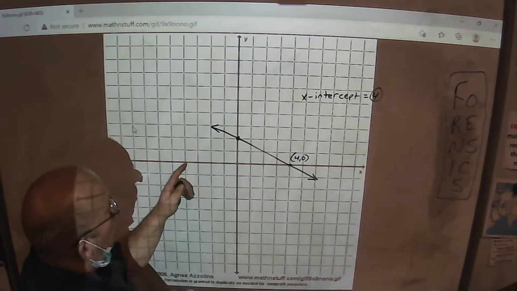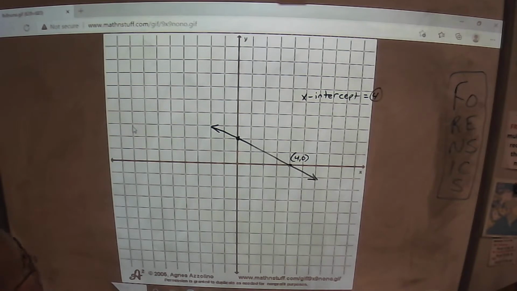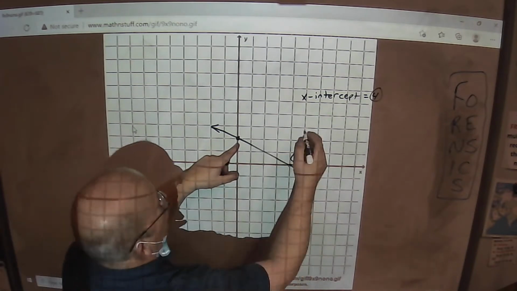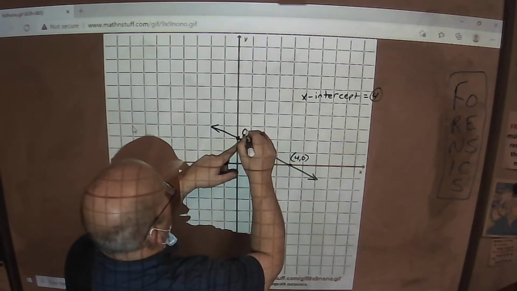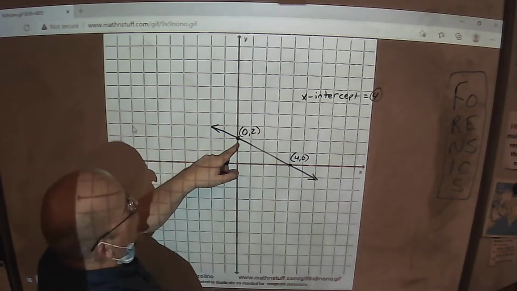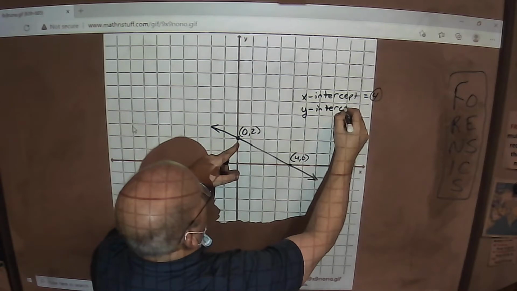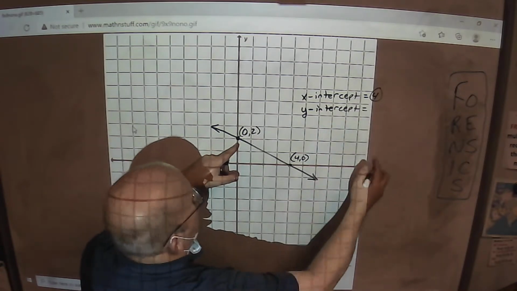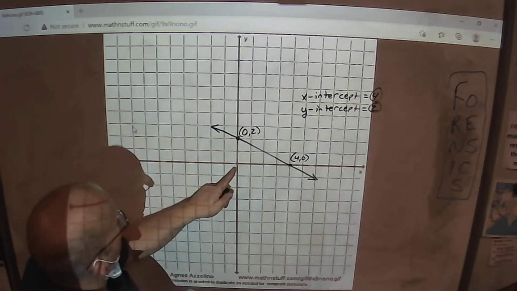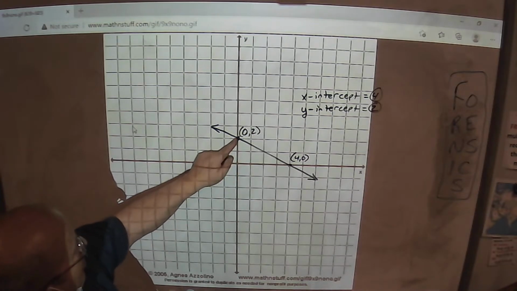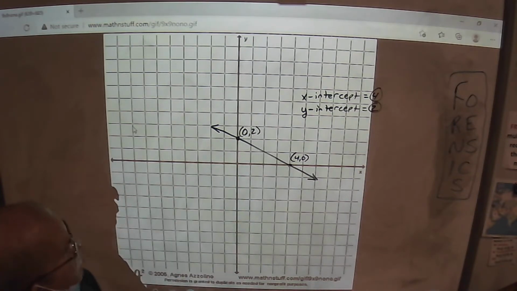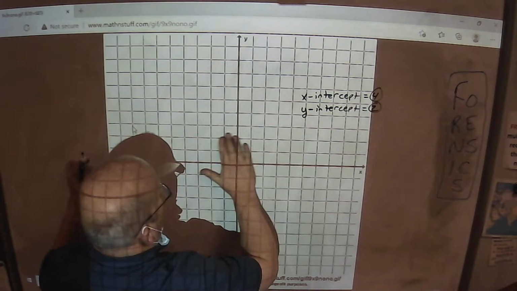If I said to you, where does this line cross the y-axis? Hopefully you would say location 0, 2, and you would be right. And the y-intercept for this particular situation would be the number 2 because it crosses the y-axis at 2 spots above the origin. Let's try it again with another line.